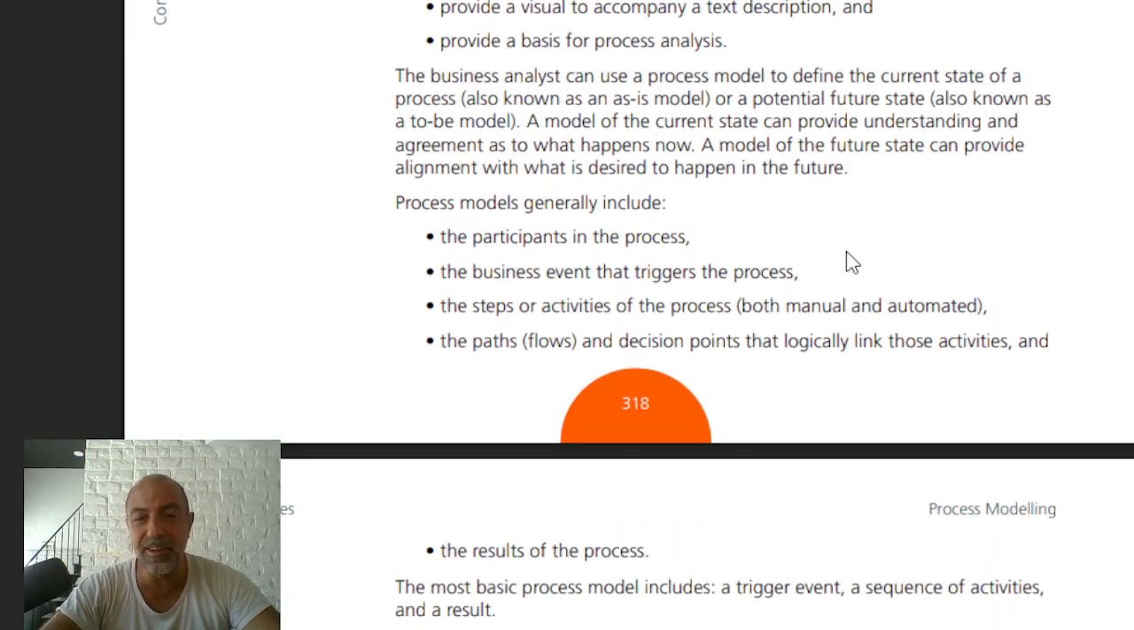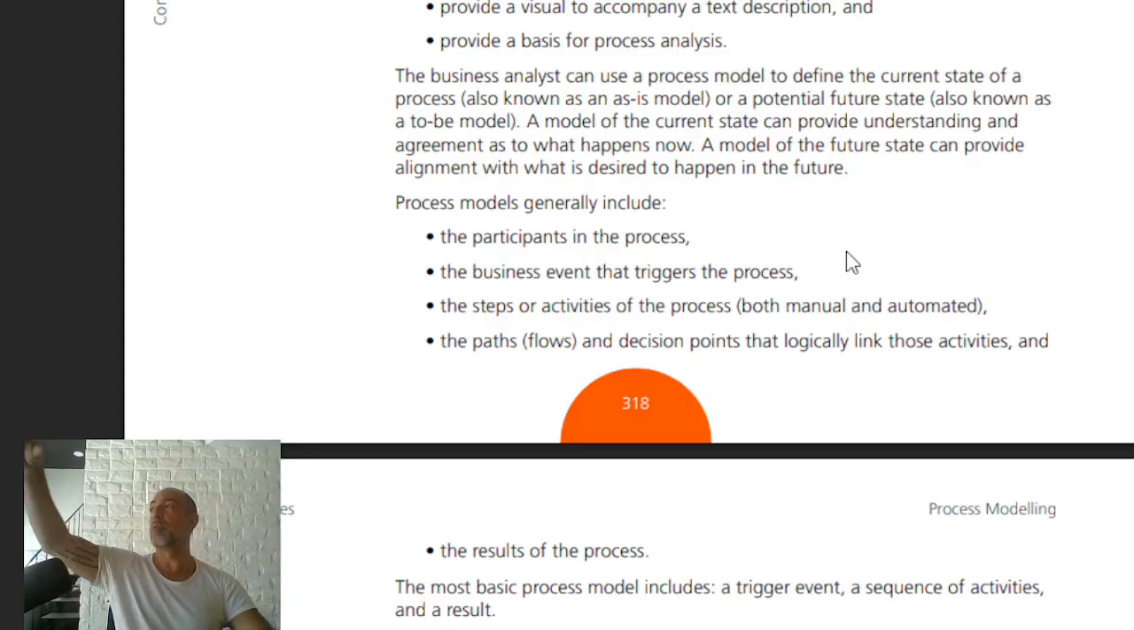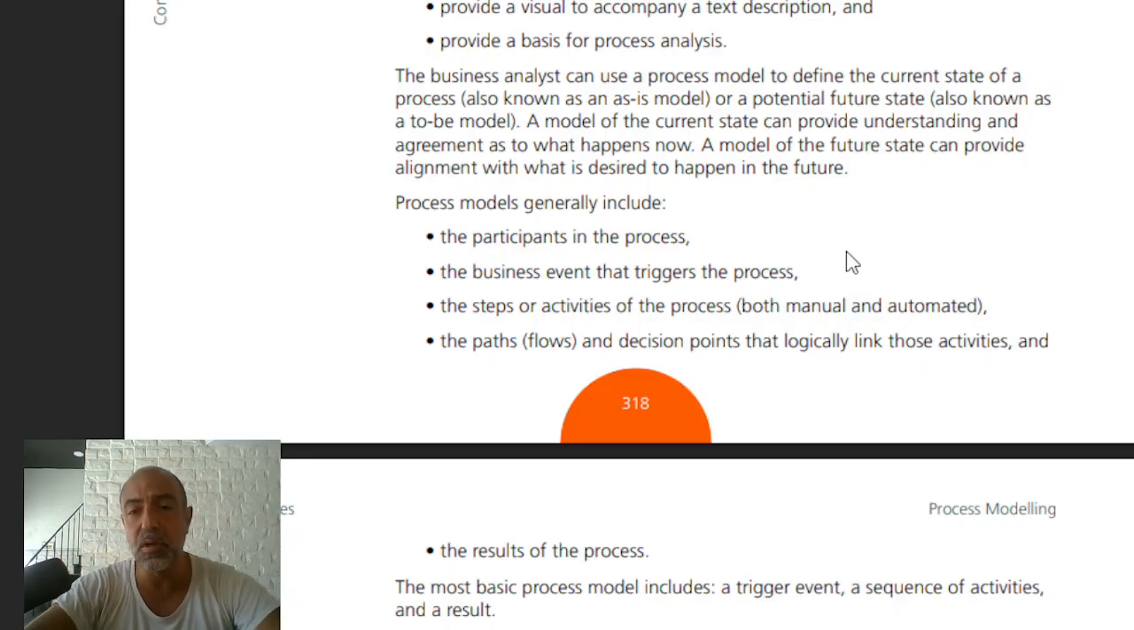A business analyst can use a process model to define a current state of a process, also known as an as-is model, or a potential future state. An as-is model is literally, this is what's going on right now, right? Or a potential future state, and they basically go like, okay, this is the case right now, we took the process from what's happening right now. If we want that in the future, then we model it this way in order to get that. So a model of the current state can provide understanding and agreement to what happens now. A model of future state can provide the alignment of what's desired to happen in the future.